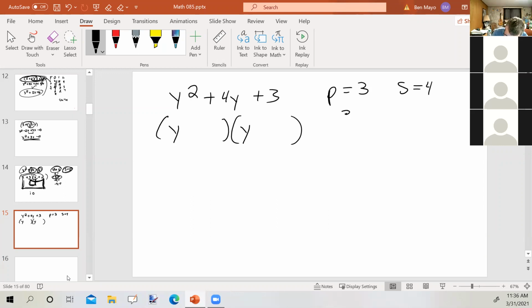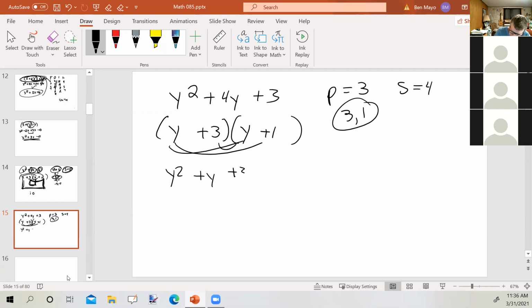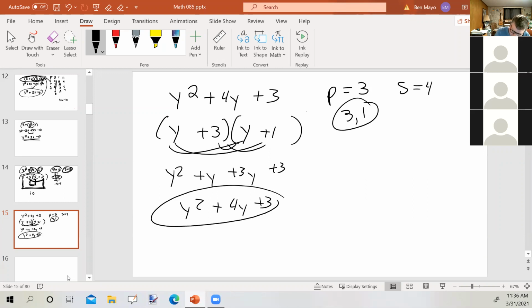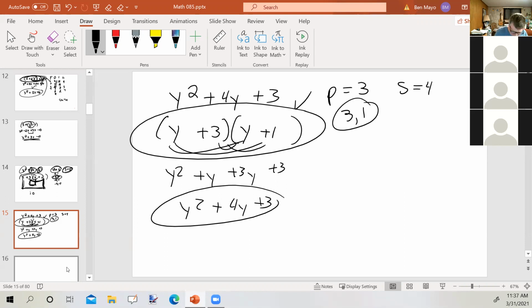Well, let's see. 3 and 1. Oh, 3 times 1 is 3. 3 plus 1 is 4. So there they are. Plus 3, plus 1. And if we FOIL that back together, we get y squared plus y plus 3y plus 3, which is y squared plus 4y plus 3. So the solution checks. Any questions about this example? Okay, let's take a look at another problem.